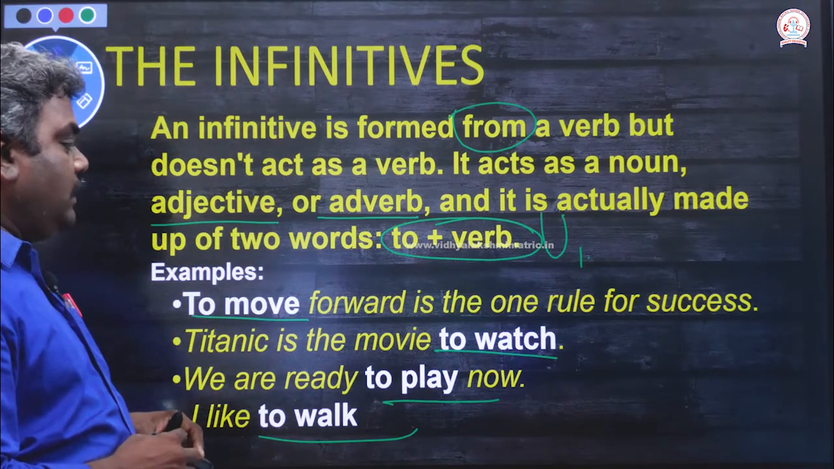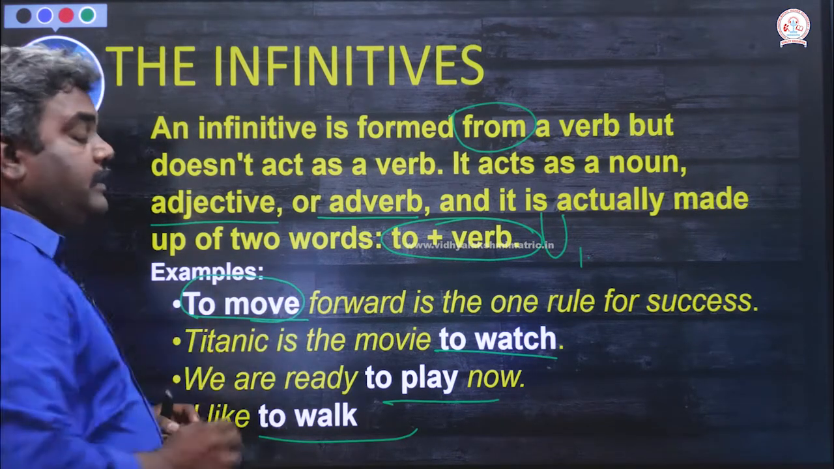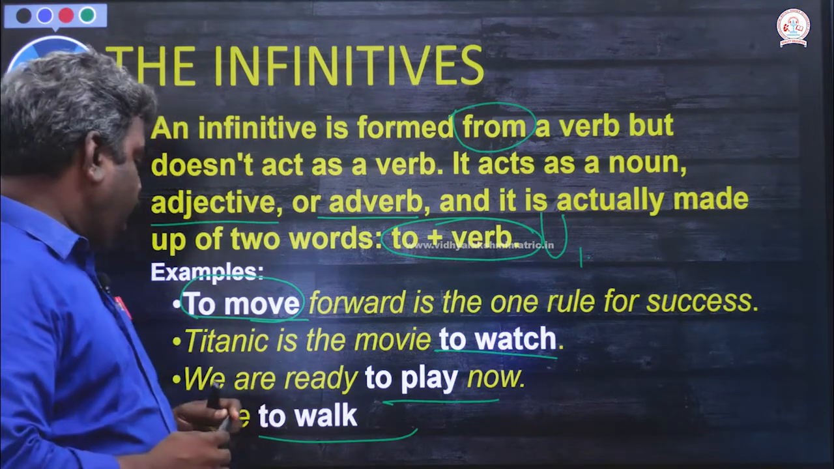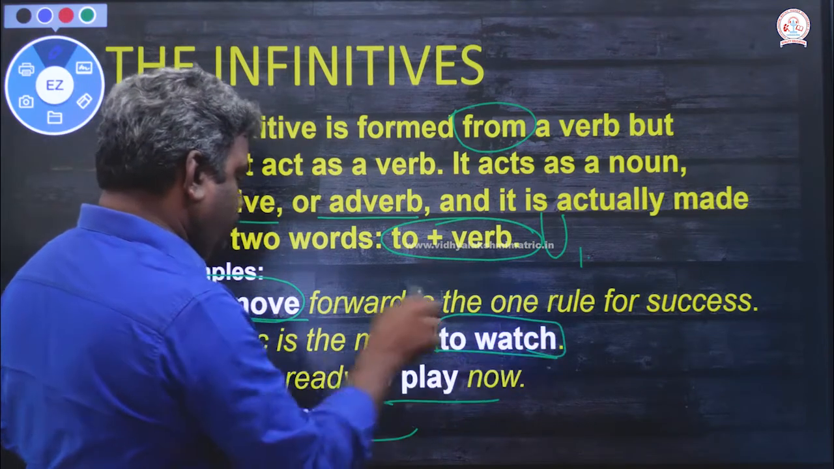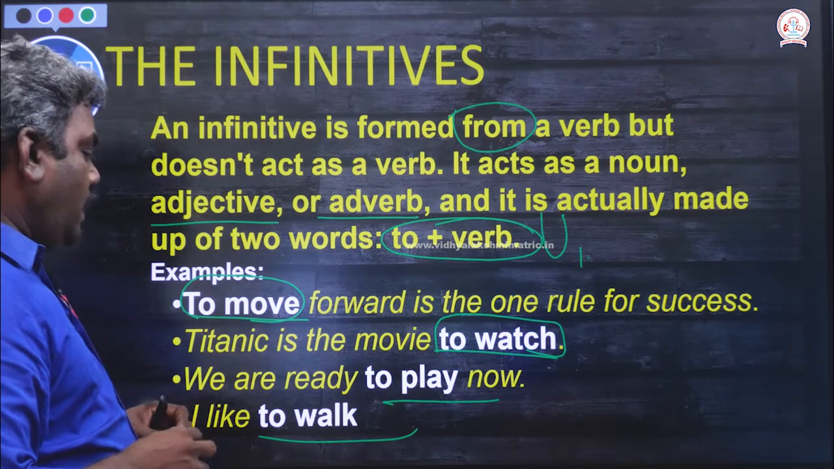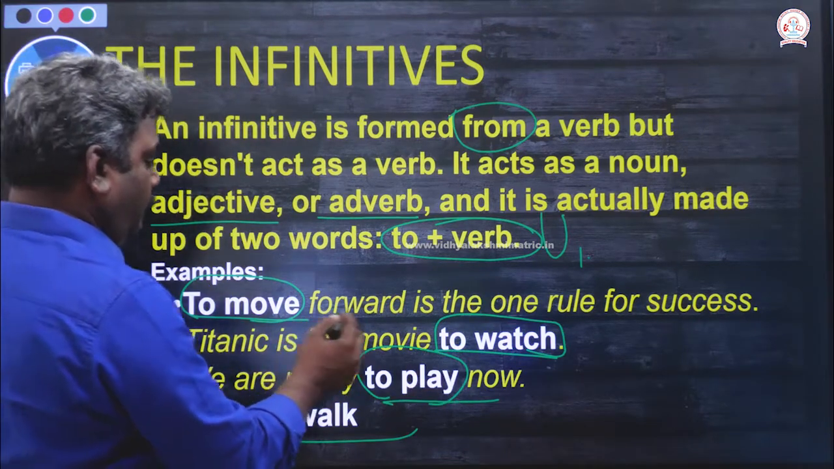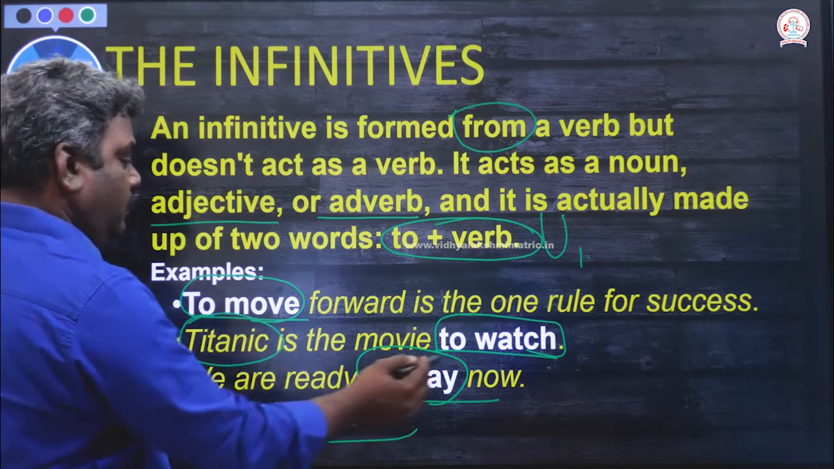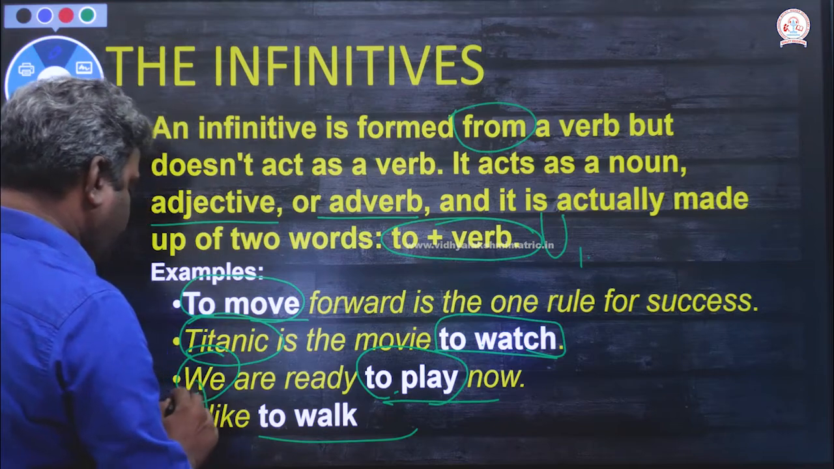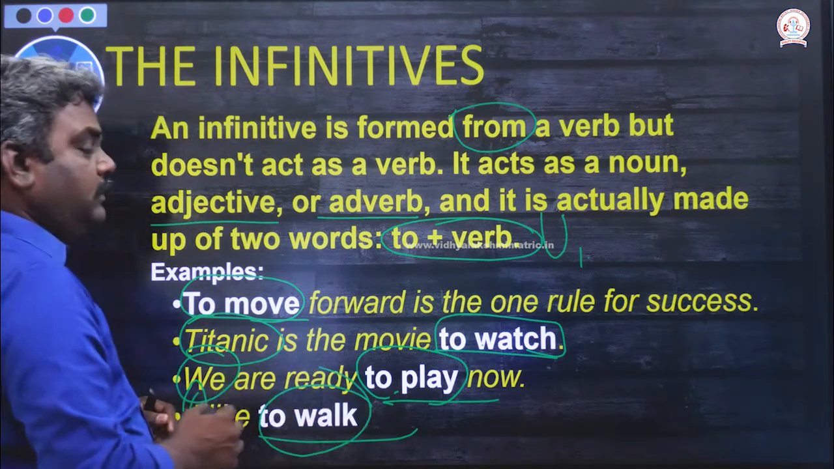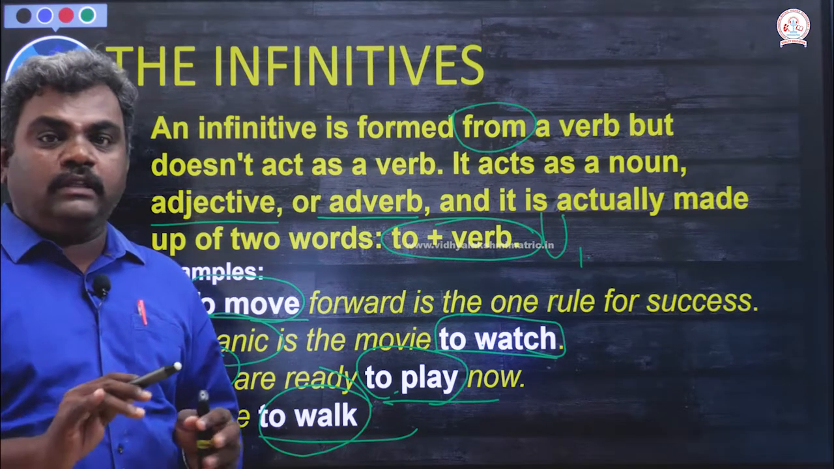Example: To move forward is the only rule for success. To move functions as a subject. Titanic is the movie to watch. We are ready to play now. Look at this: this is singular, to watch. We are, this is plural, to play. Here first person singular, but here to walk. So it's not controlled by anything. It acts as it is. There will be no problem.